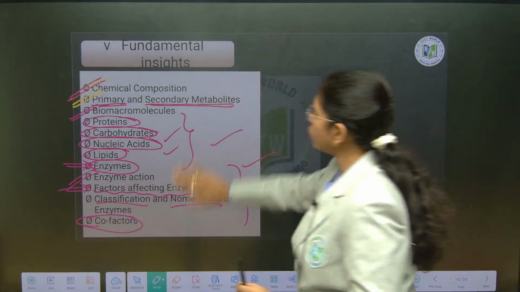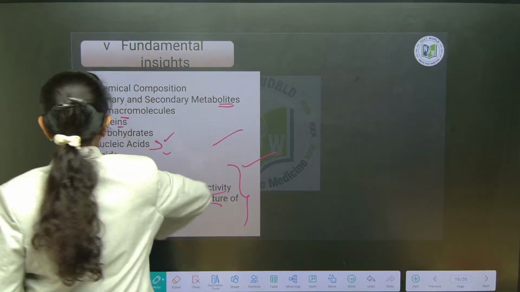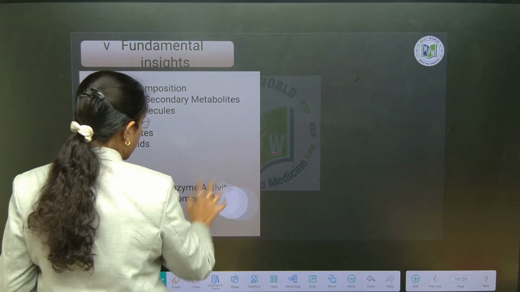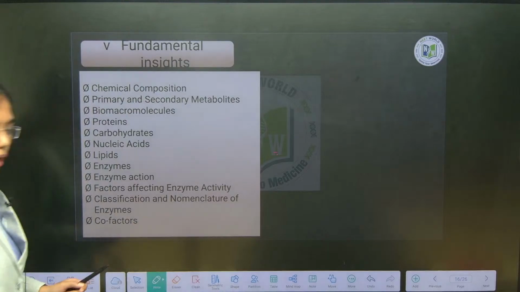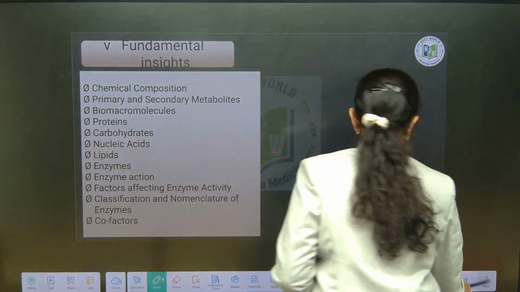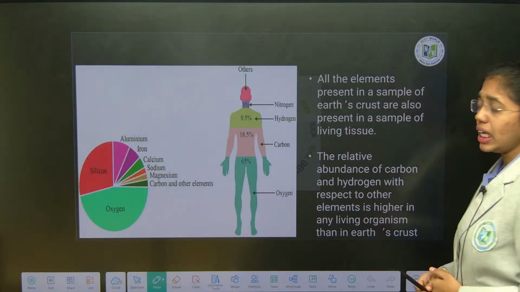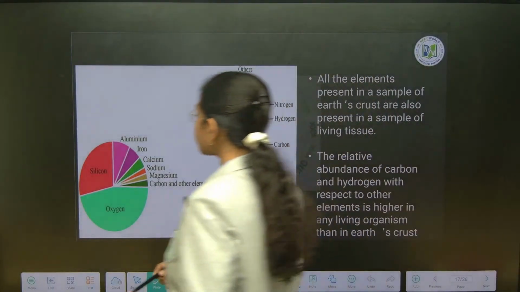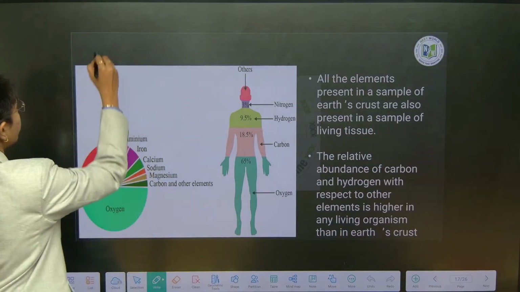These are the fundamental insights. You can take a screenshot of this and have a note of this. Cover this chapter point by point, segment by segment. Next, here if you see the elemental analysis of earth crust and in human body.